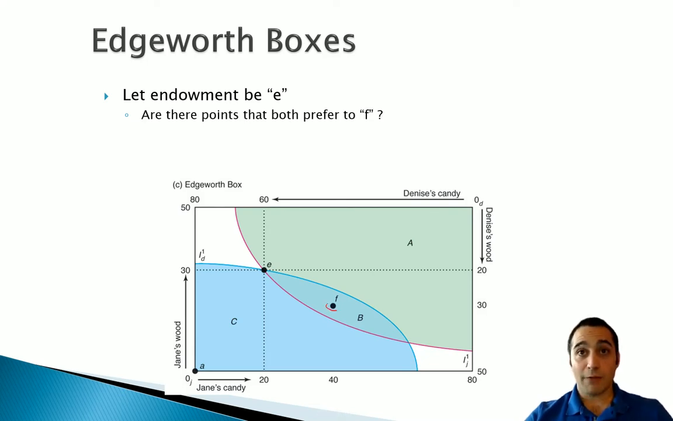So F is one point they both like better than E. Are there any other points? Well, sadly, there's infinite points in this lens. It's a big area, a large number, an infinity of dots. So how do I figure out which one of these is best?